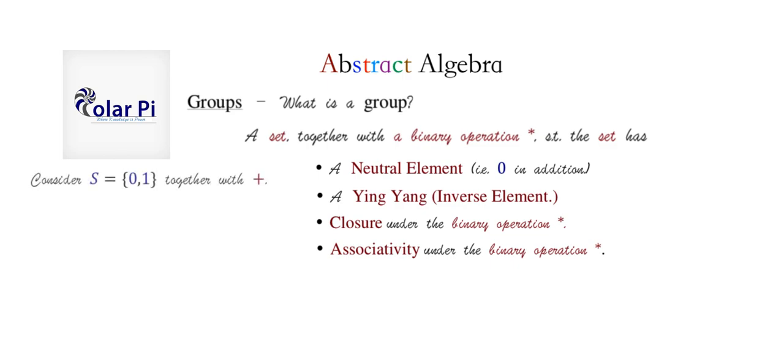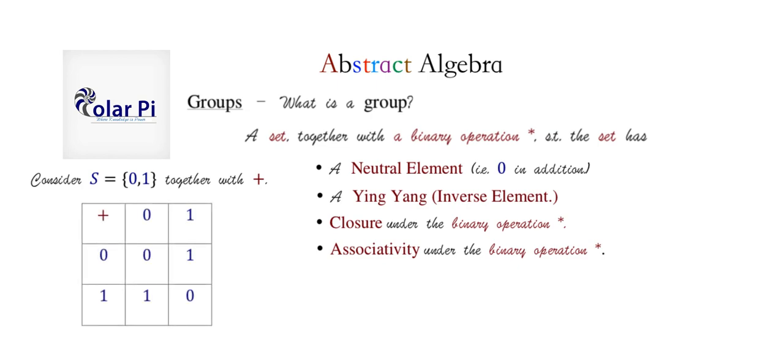Okay. Now let's look at our specific example. So let's take the set 0 and 1 together with the binary operation addition. Then we can form the group table like this. And it's not called a group table, it's called a Cayley table. A Cayley table is a good way to demonstrate that a particular group is well defined, because we'll see, like we know now, that 0 plus 0 is 0, and so on.